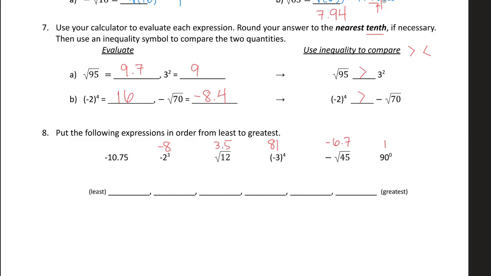Okay, so now we're going to put these in order from least to greatest. So what I'm going to do first is I'm actually just going to highlight all the negative numbers because we know that all of the negative numbers should be the numbers that go on the lower end because negative numbers are small. So let's look at these negative numbers. Remember that the bigger the number, the more negative it is. So what I mean by that is negative 10.75 is the largest number if we ignore the signs. That means that's going to be the smallest number. So that's going to go first, negative 10.75.